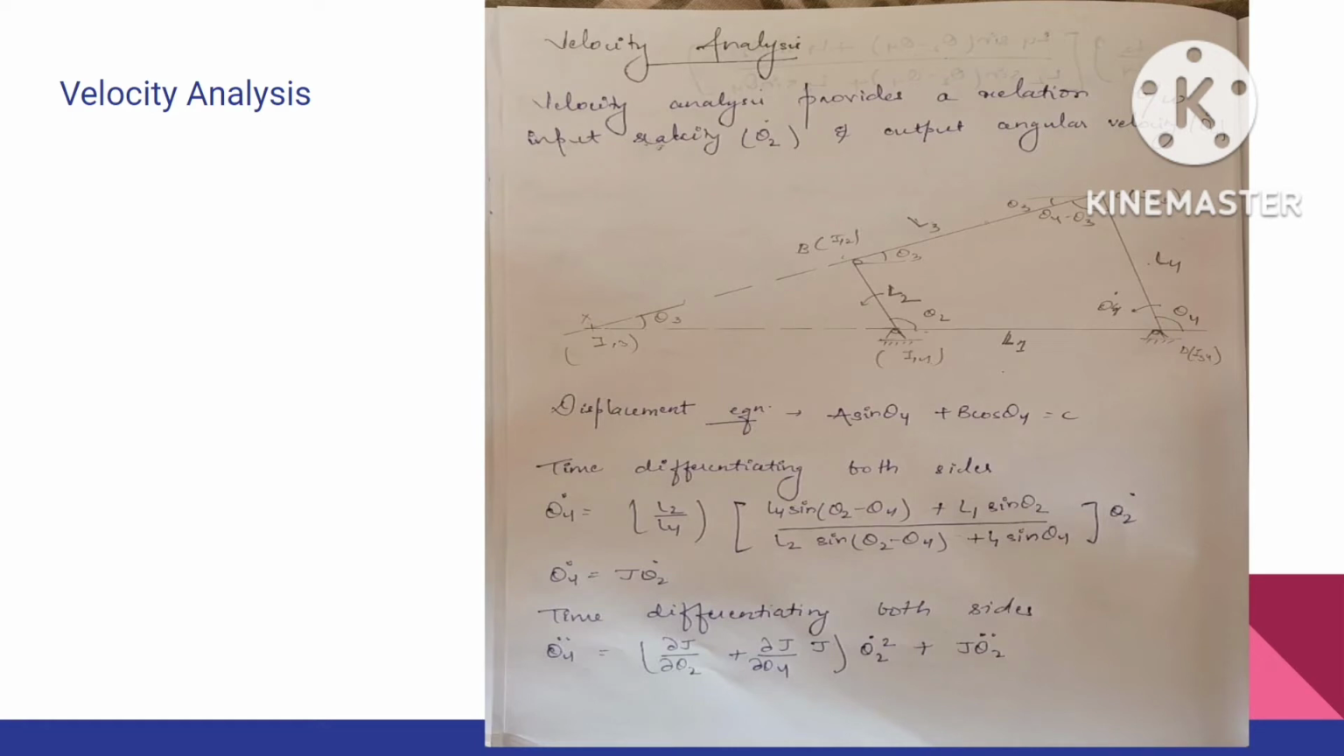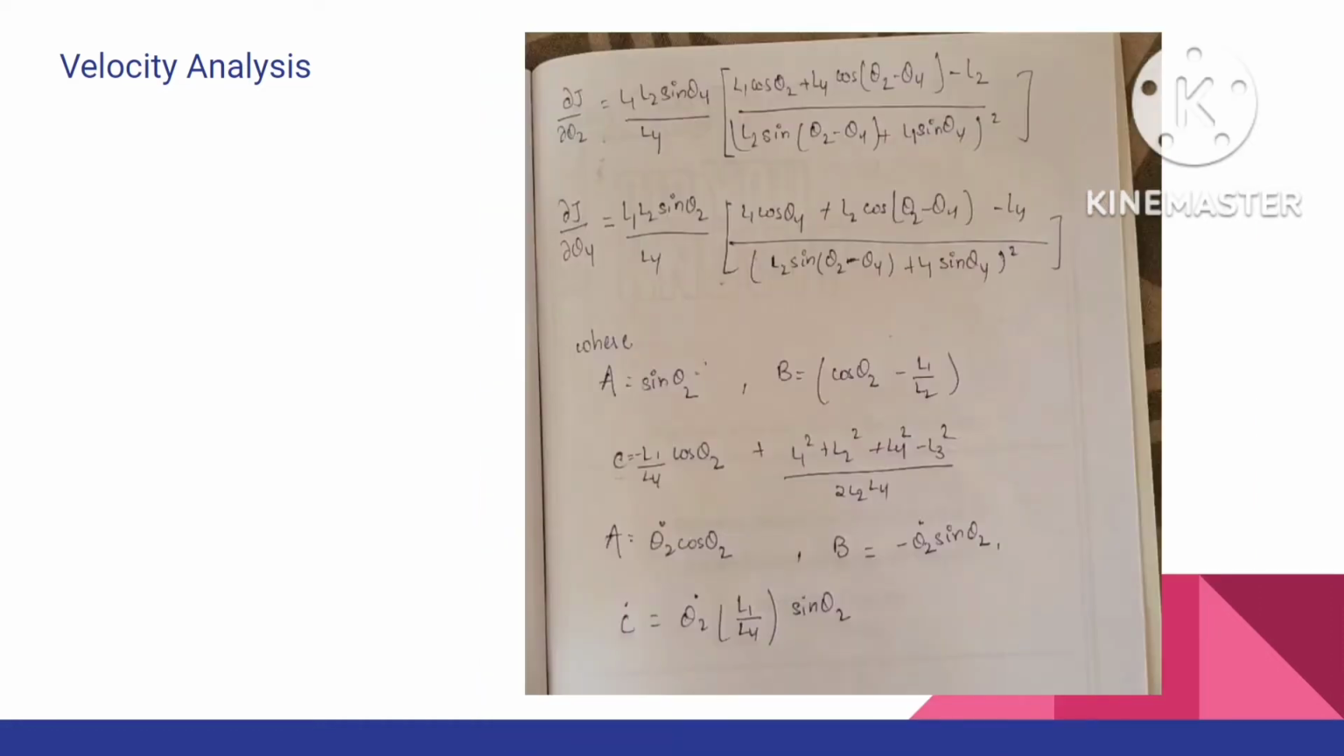Differentiating further, we get the acceleration analysis, which is theta 4 double dot equal to (del J del theta 2 plus del J del theta 4 times J) theta 2 dot square plus J theta 2 double dot. Now we have the equations for del J del theta 2, del J del theta 4, and A, B and C. Therefore, we can get the acceleration as well as the velocity.